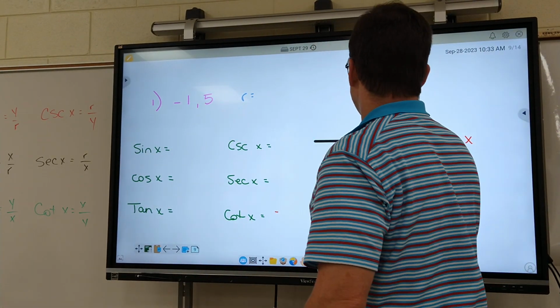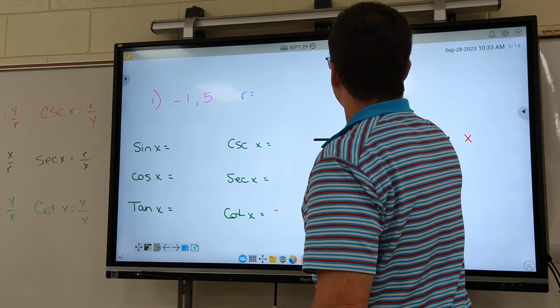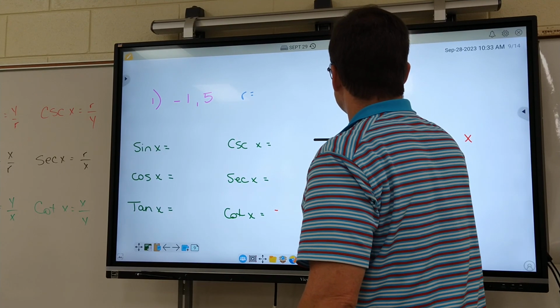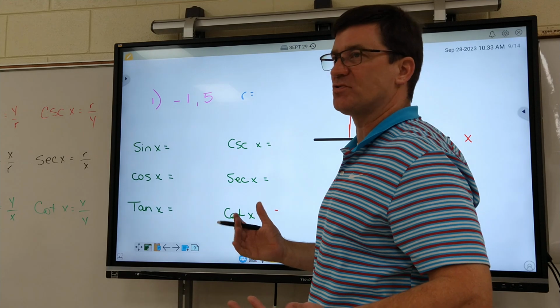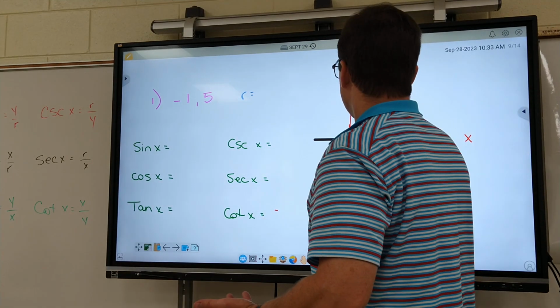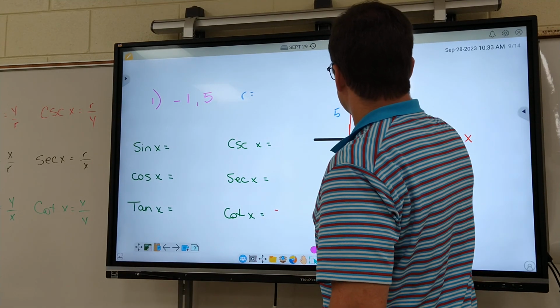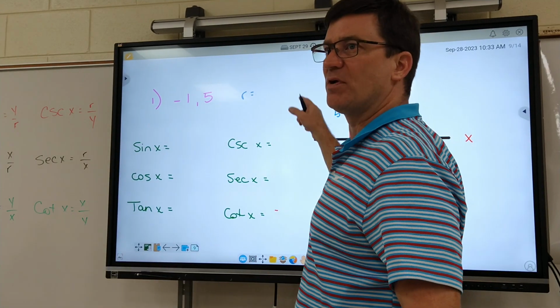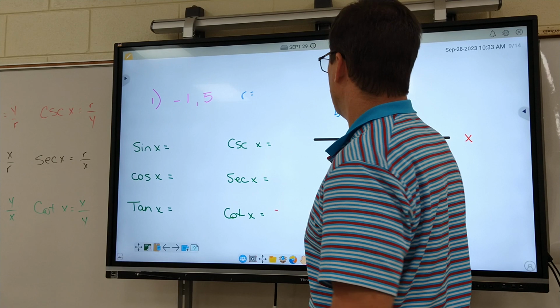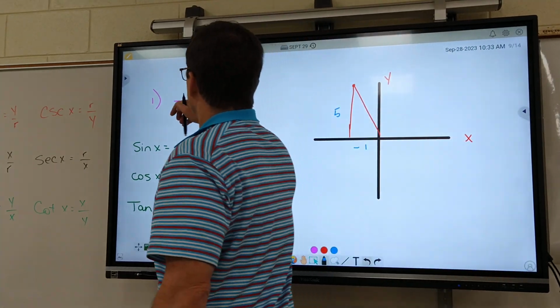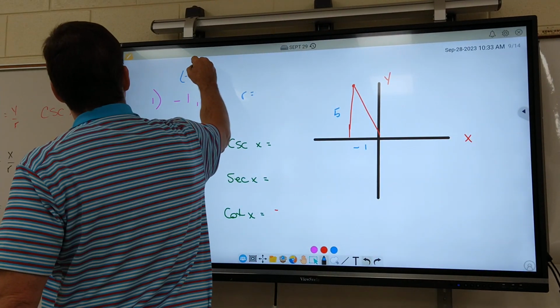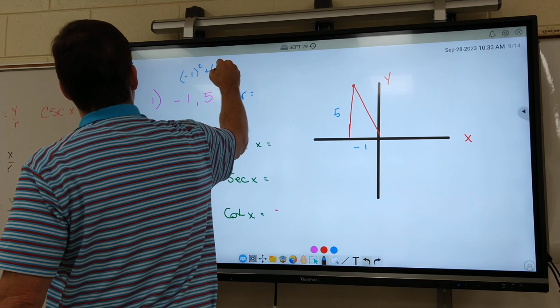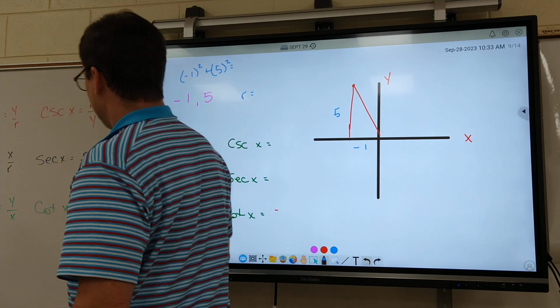They want you to say, okay, -1, up 5, put a point. They really want you to draw a triangle, but I don't think we need to draw a triangle. That's -1, that's 5. How did y'all find the side of the hypotenuse in geometry? Y'all remember? It's a squared plus b squared equals c squared. So all you got to do is (-1) squared plus 5 squared on your calculator. Tell me what it gives you.